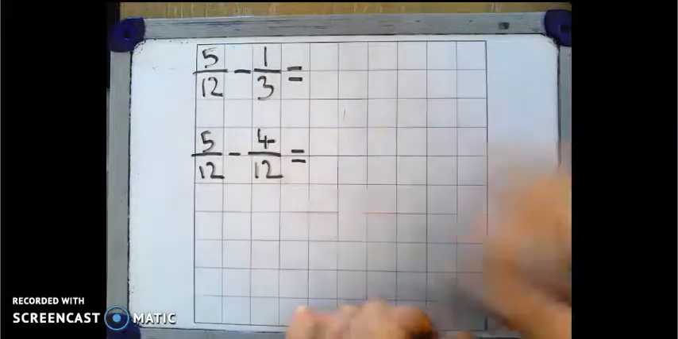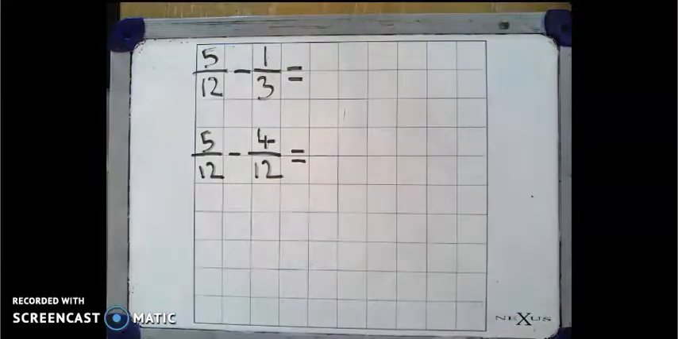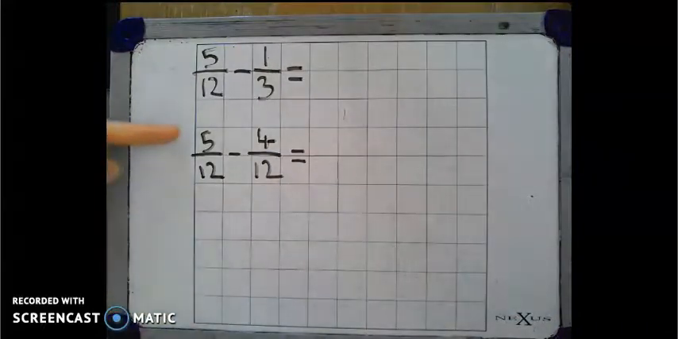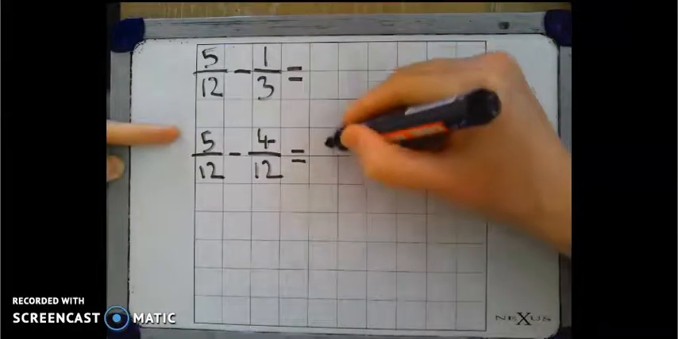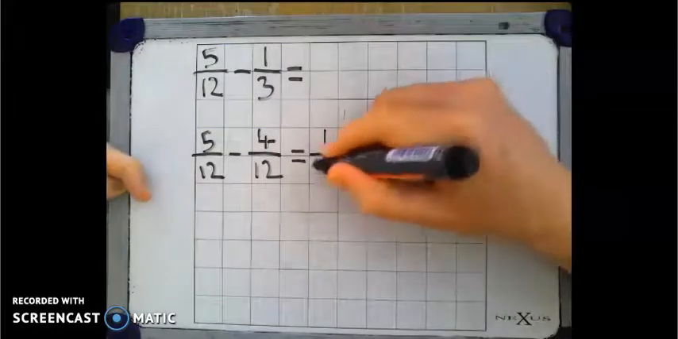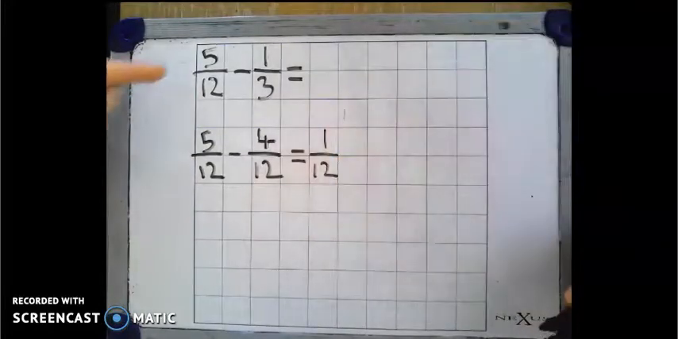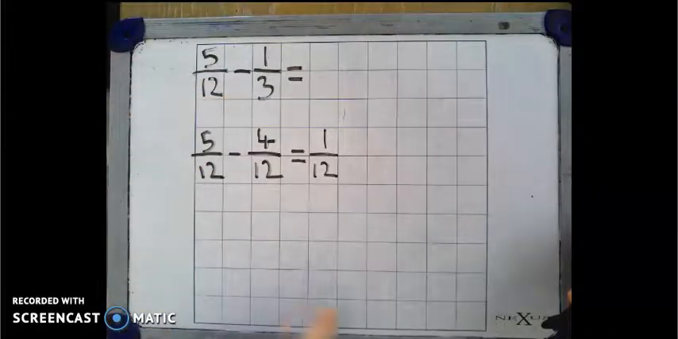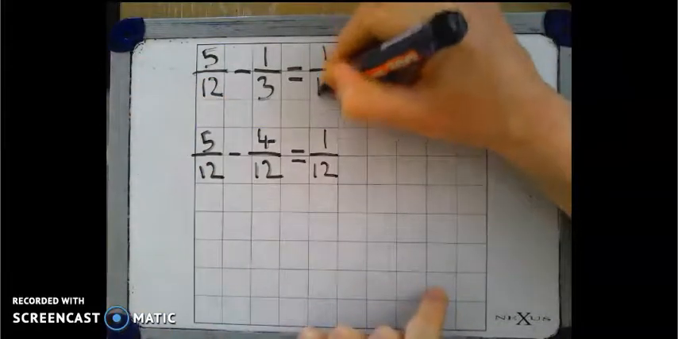Our equation now reads 5/12 subtract 4/12. Let's subtract the numerator. 5 subtract 4 is 1. We do not subtract the denominator. 5/12 subtract 1/3 is 1/12.